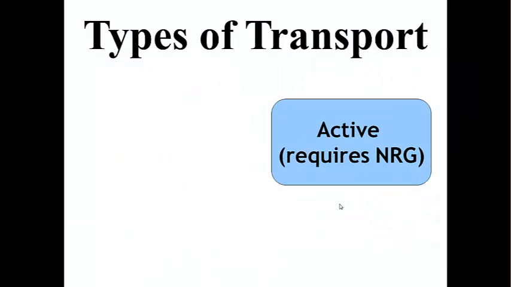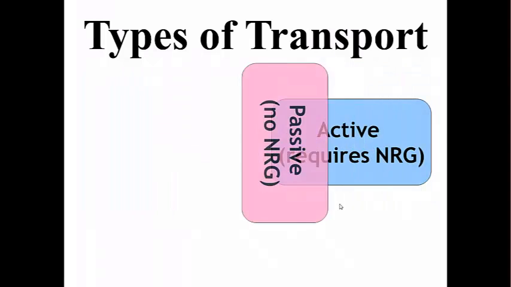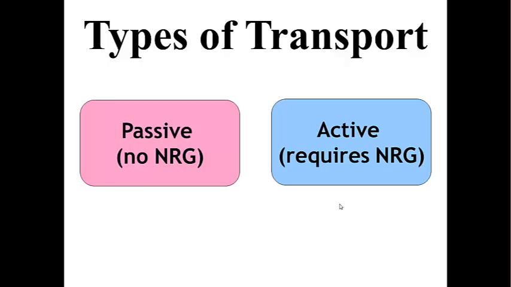Types of transport, we've got active, which requires energy, and passive, no energy. Think about if someone is sleepy, are they considered active or passive? Most likely you should have said they're passive, meaning they're not doing a whole lot. They're not utilizing a lot of energy. They're trying to save it. Someone who's active is moving around, and it requires a lot of energy.